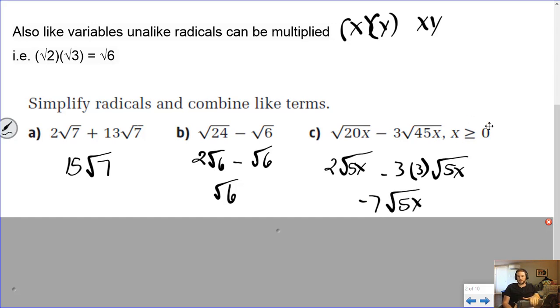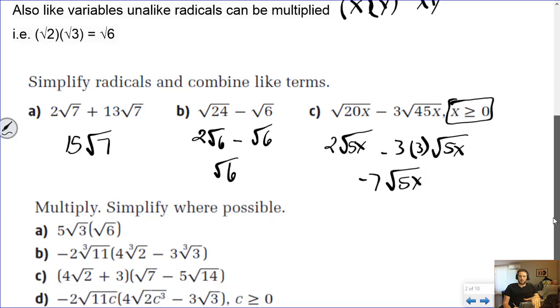And you'll notice here this symbol says that x has to be greater than or equal to 0. And the reason that that is there is, again, we think about things that aren't allowed to happen in math. If x were less than 0, these numbers under my radical symbols would be negative, and we know we're not allowed to take the square root of negative numbers, so that's why that's there. Okay, a couple more examples here.